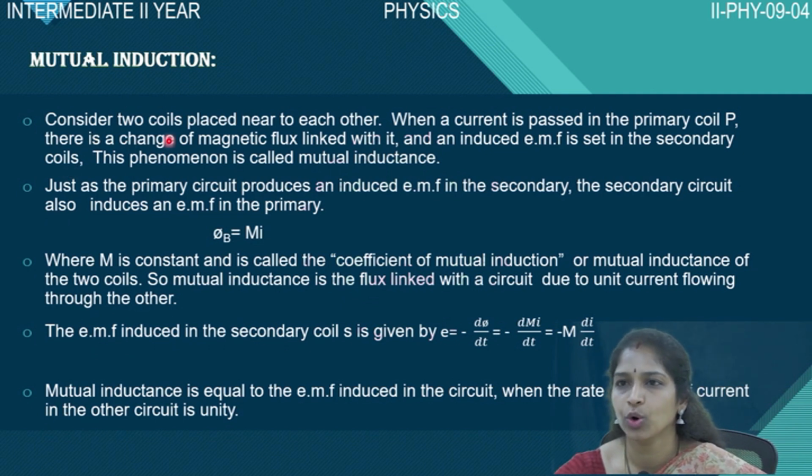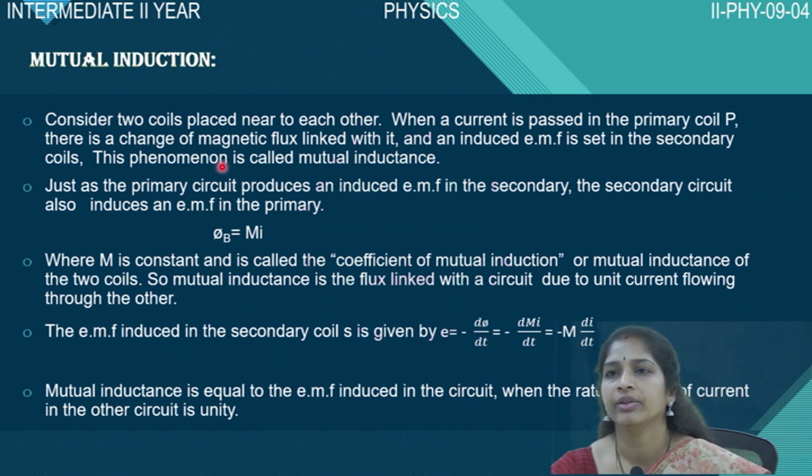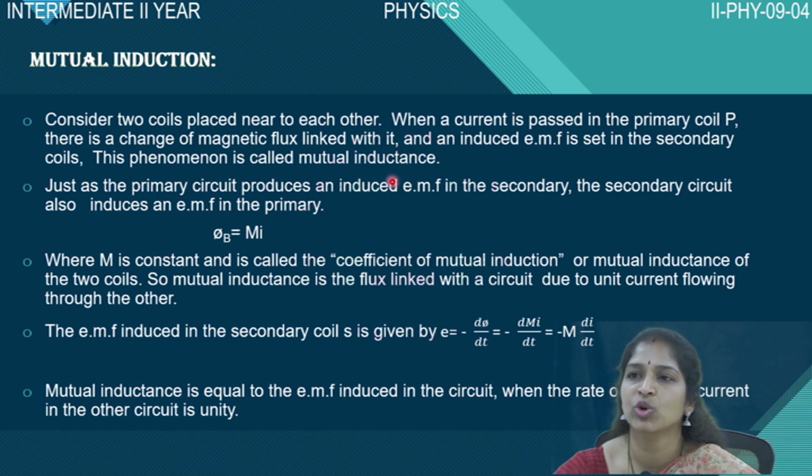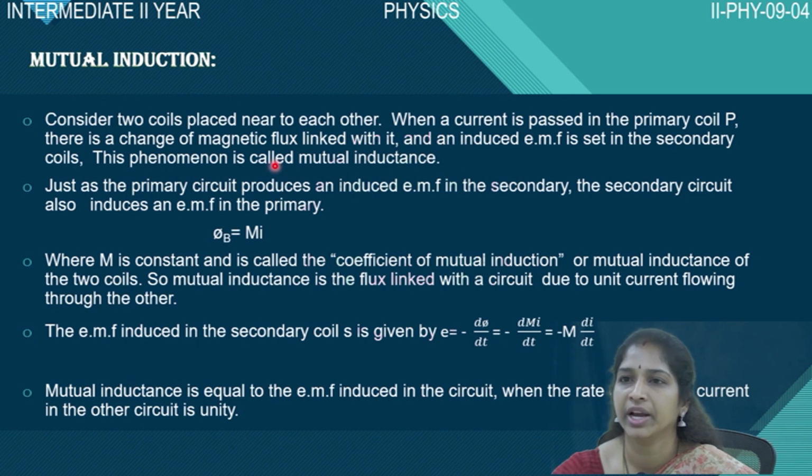Let us consider two coils that are placed near to each other. When current is passed in the primary coil, the first coil, I am considering it as the primary coil, there is a change in the magnetic flux linked with it. So an induced EMF is set up in the secondary coil. Or when there is a current passing through the secondary coil, when the EMF is set up in the primary coil, then that phenomenon is known as mutual induction. So mutually they are related. That is why that concept is called mutual induction.